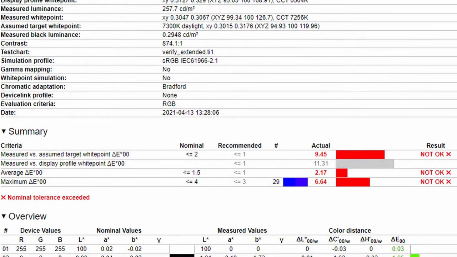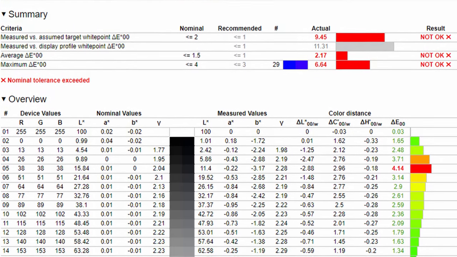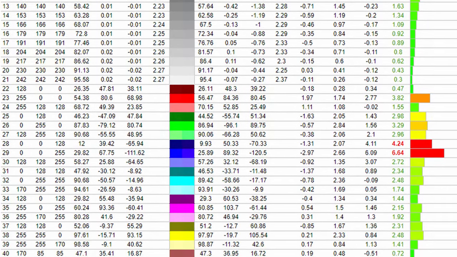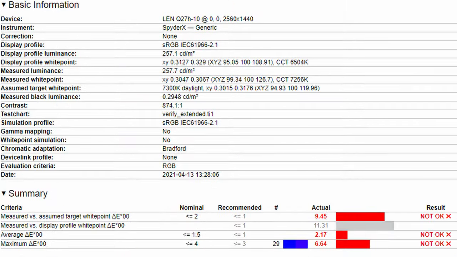However, when it comes to color accuracy, again tested against the sRGB standard, it's actually not that impressive. What I found is an average delta E of 2.17 and a maximum of 6.64, and this was tested in its sRGB mode, which is also limited in terms of overall brightness. I also found it a little bit disappointing that the contrast ratio sat at 870:1.